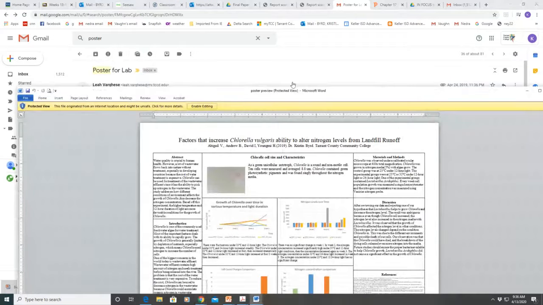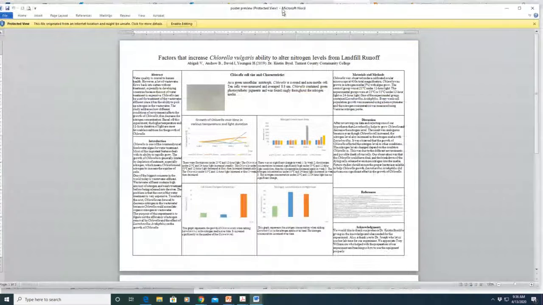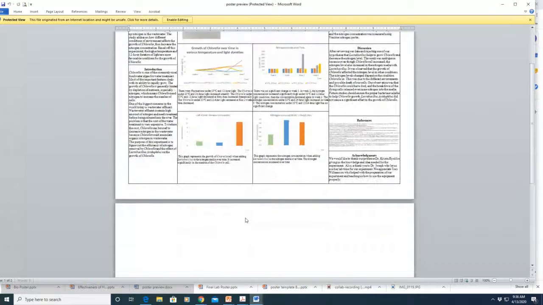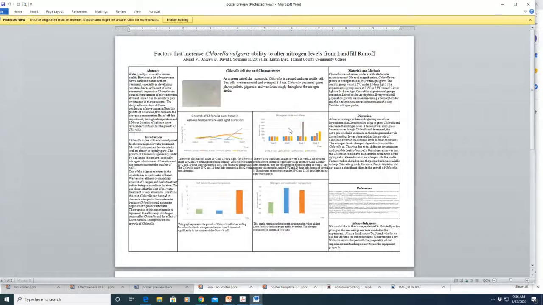Okay, here's another one. This was another one they did a little bit differently. They couldn't figure out the PowerPoint template, so they just did it in Word. They figured out how to paste it all in and make their own document in Word, and maybe you can do it that way, that's fine. But they did their abstract, their intro. You can see their cell size here. There are lots of graphs, and then there are other things. So you guys kind of seeing how I want you to put this together?